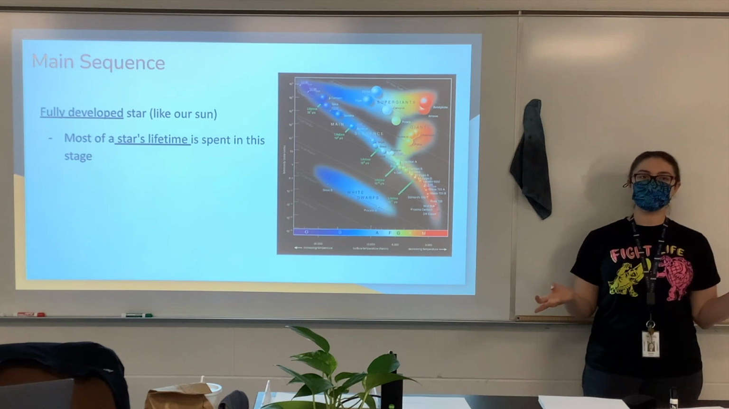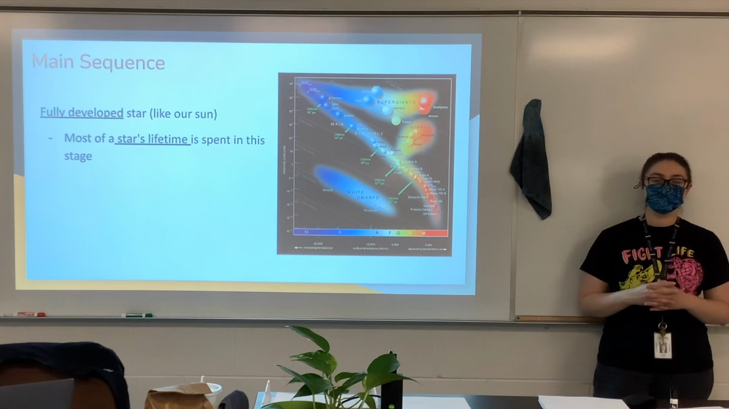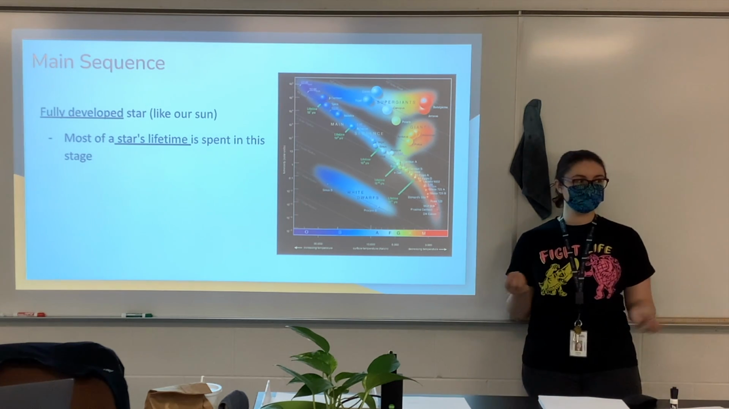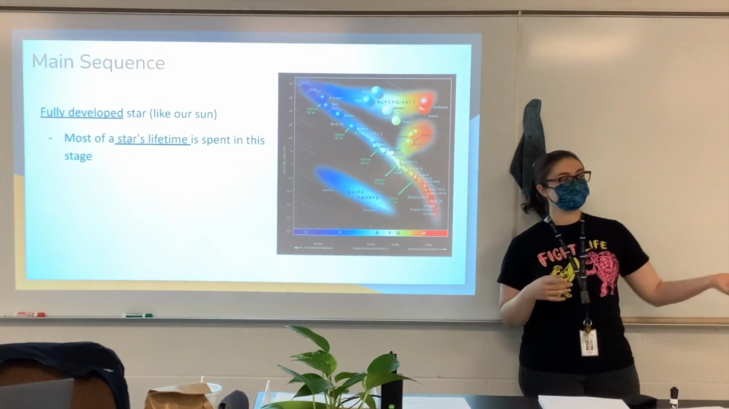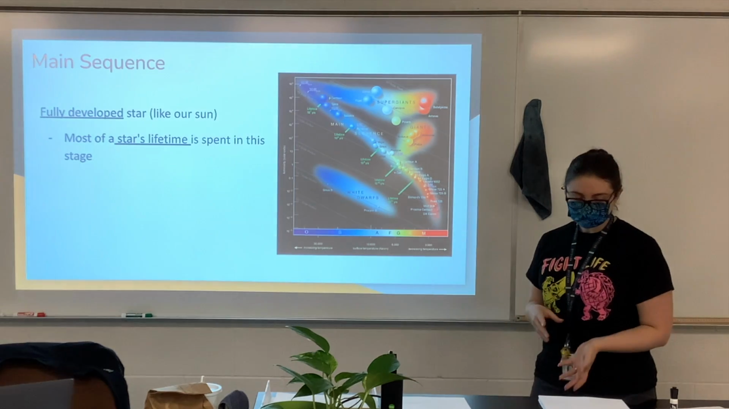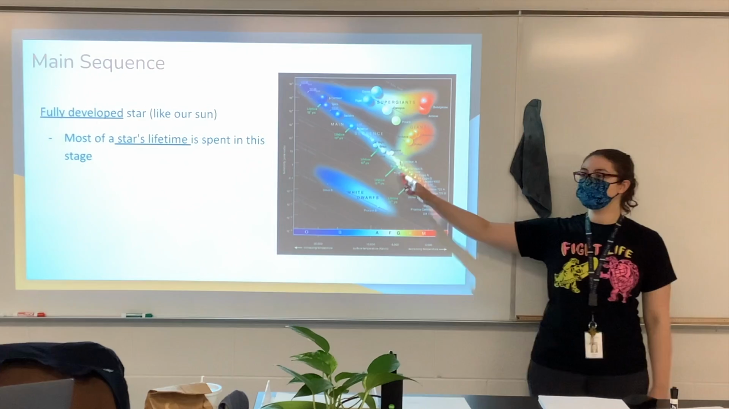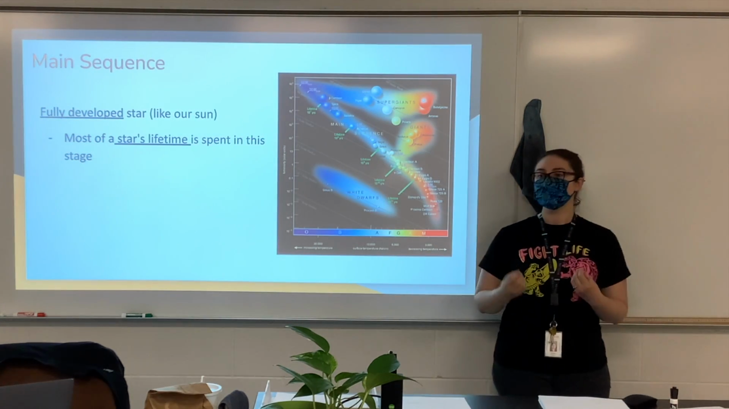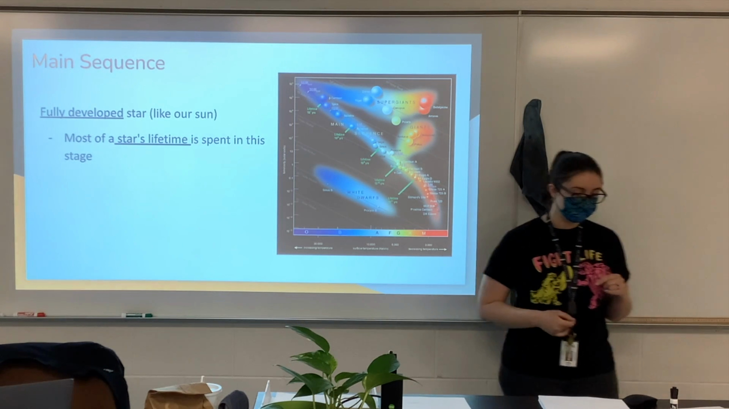And then what happens after a star ages away from the main sequence really depends on its mass. Low mass stars tend to take one path and high mass stars tend to take another. We're going to first talk about low mass stars because our sun is an example of a low mass star. So we're going to look at the stages that our sun will eventually go through.